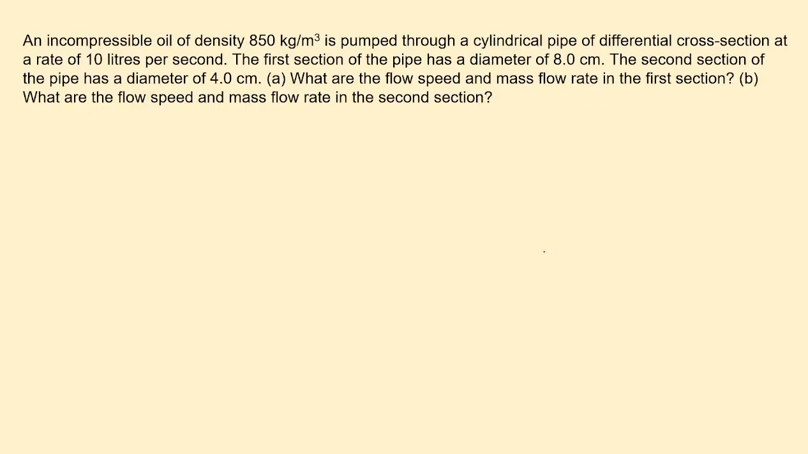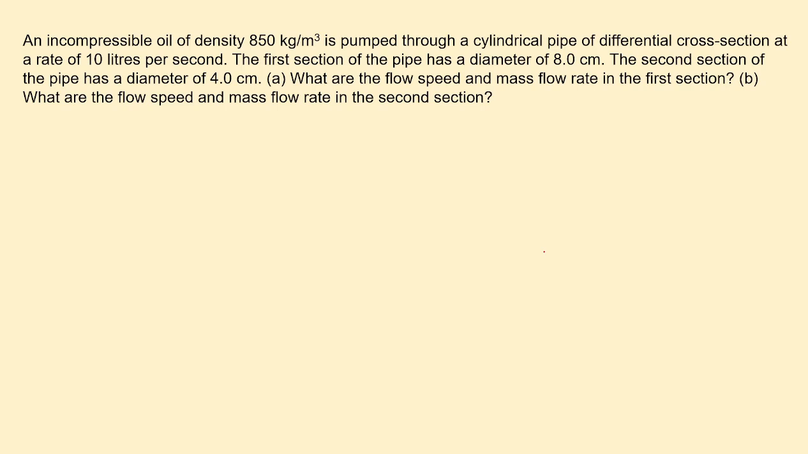We have the last problem. I think it is a very lengthy problem. Let's read first. An incompressible oil of density 850 kilogram per meter cube is pumped through a cylindrical pipe of differential cross section at a rate of 10 liters per second.